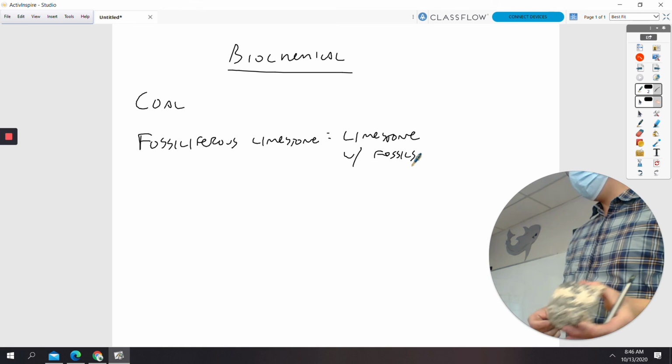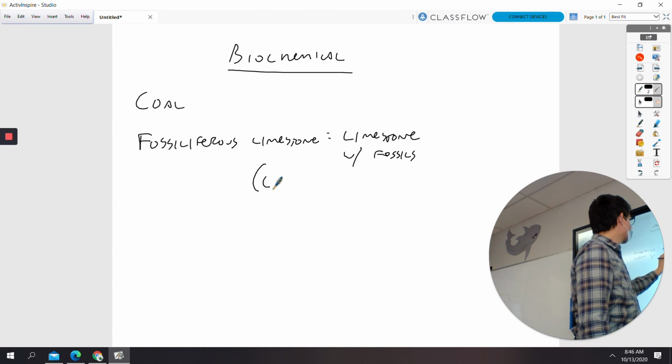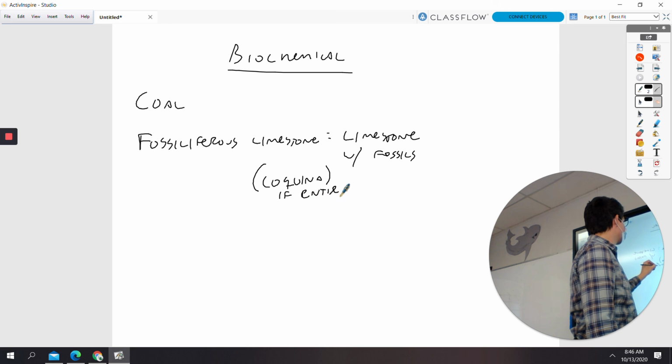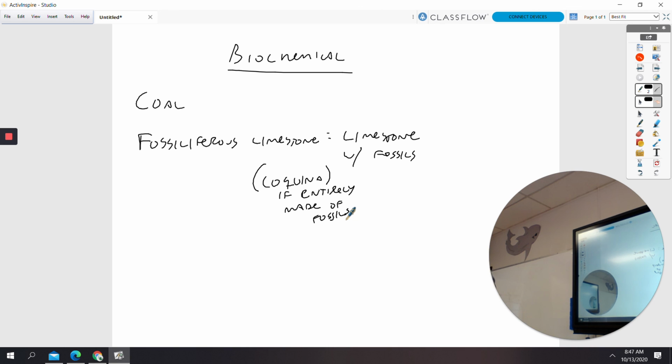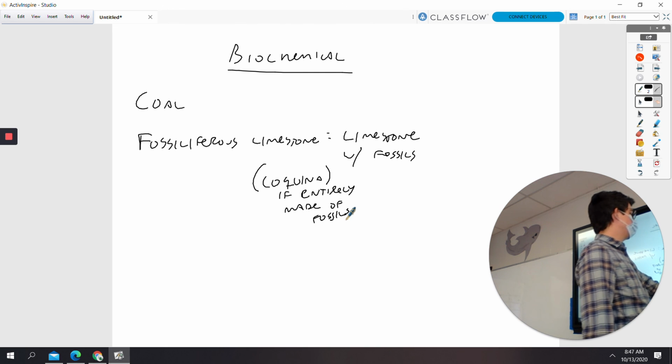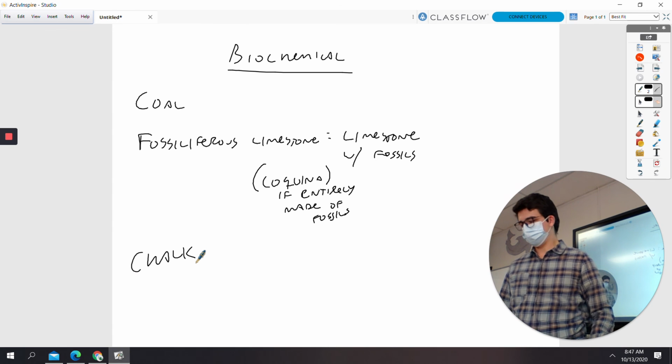If it's entirely made of fossils, we call it coquina. And then, you know what this is too, but chalk is in this category because it's made out of little tiny microorganisms that live in the sea.